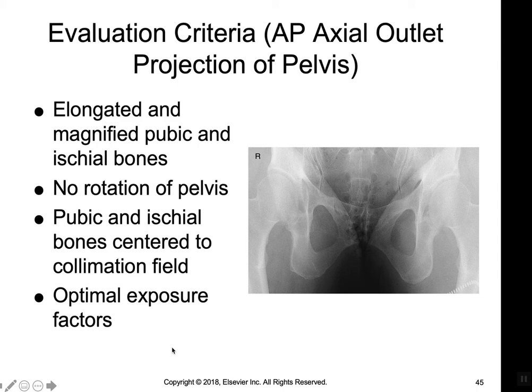Evaluation criteria, the AP axial outlet projection of the pelvis. You should see elongated and magnified pubic and ischial bones, no rotation of the pelvis, pubic and ischial bones centered to the collimation field using optimal exposure factors.